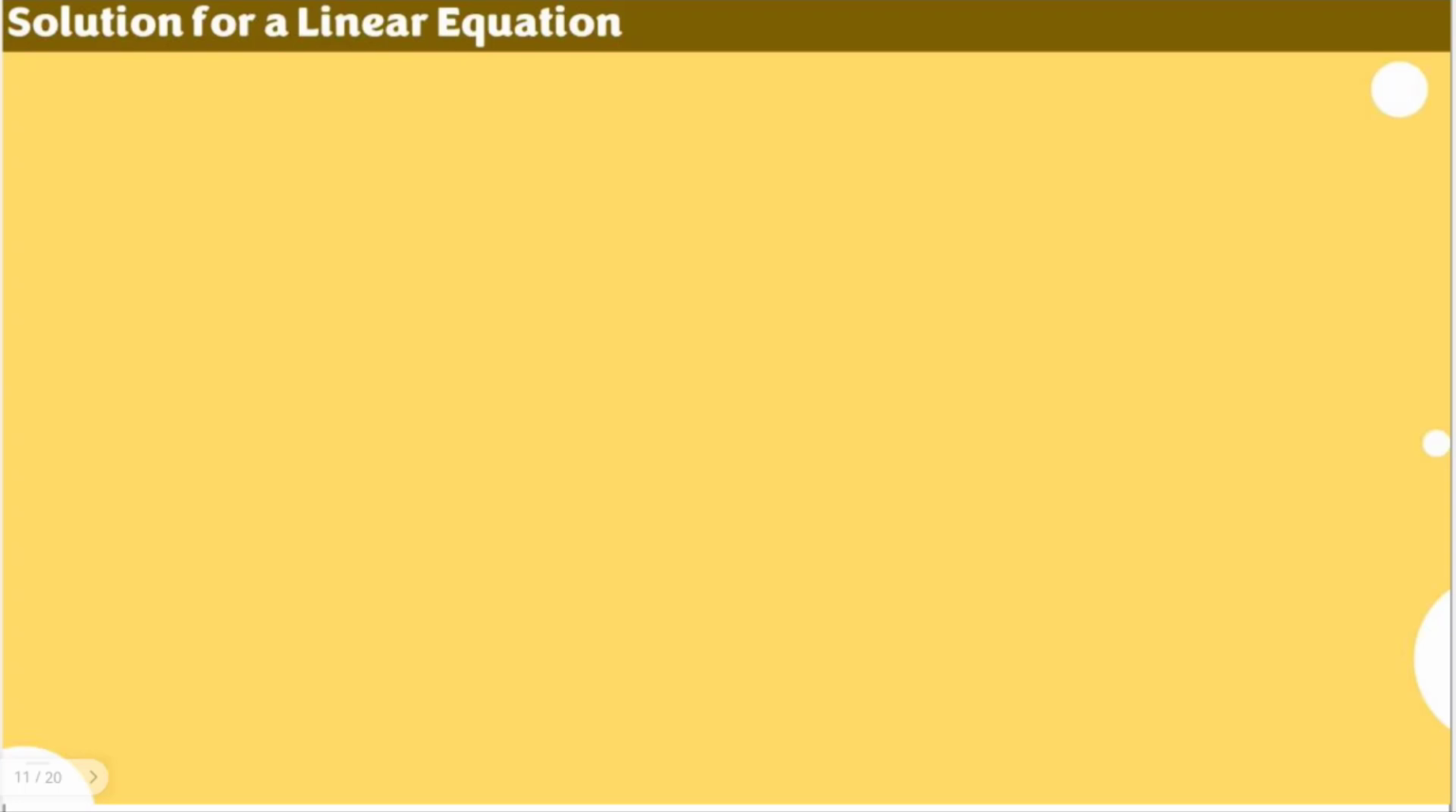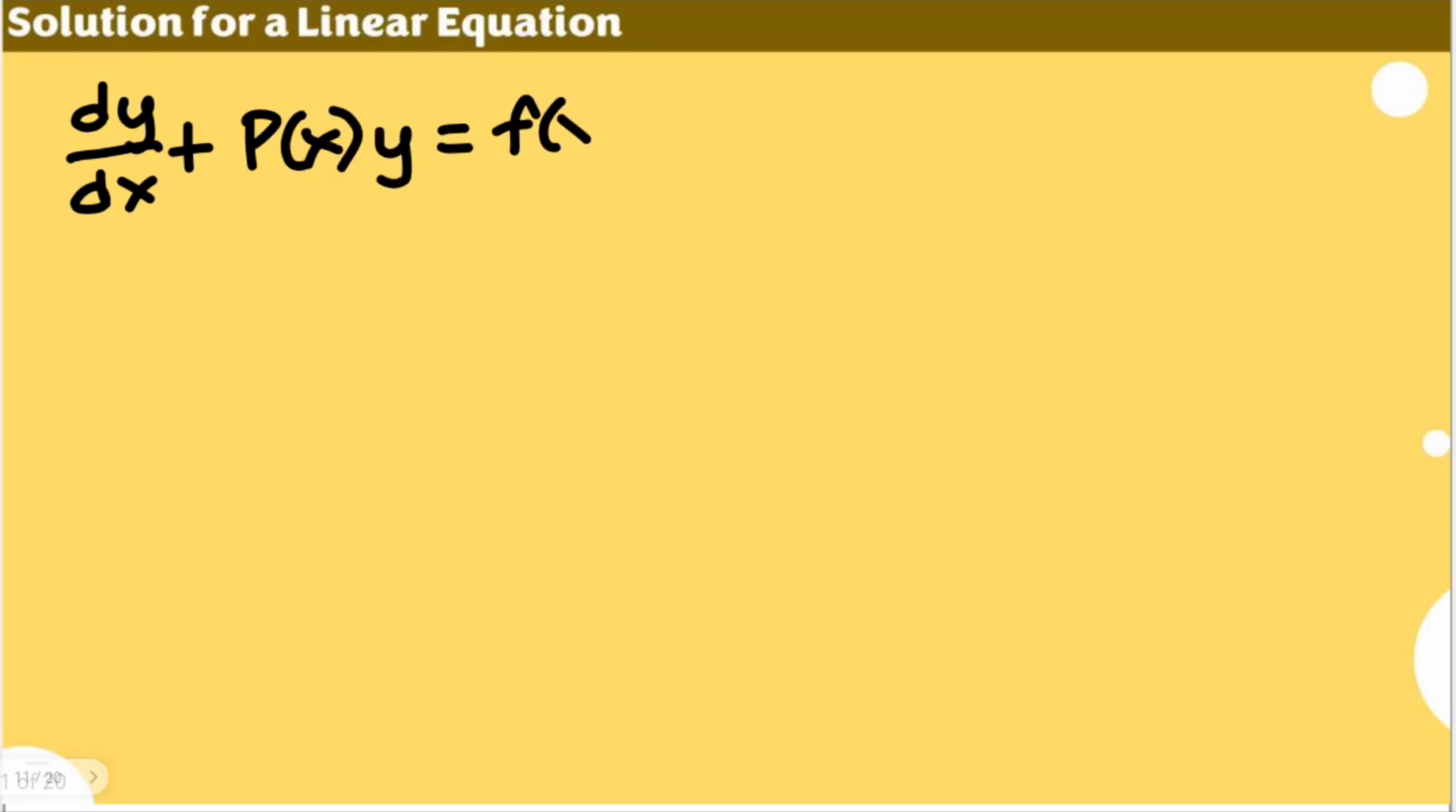In the previous video, we were able to establish the standard form of a linear equation, or the linear equation form of the first order differential equation. And it's actually in this form, right? We have the first order derivative of y with respect to x plus any function p of x times y be equal to our f of x.